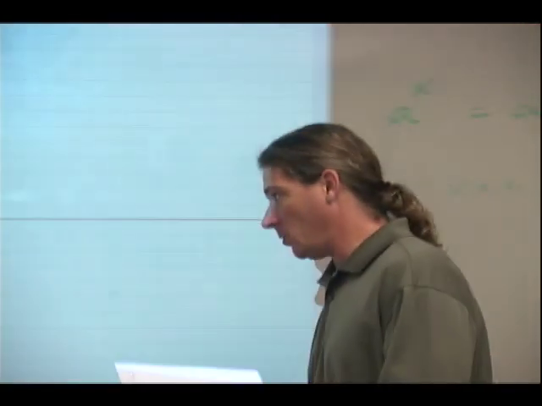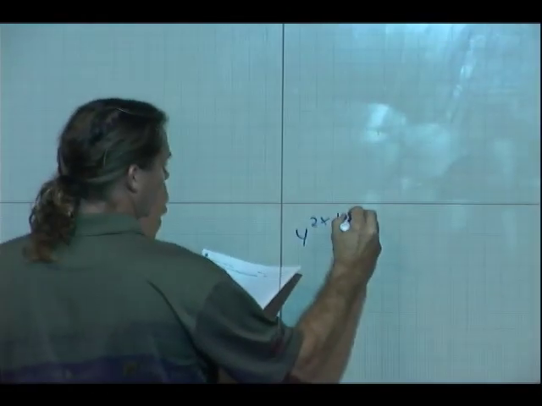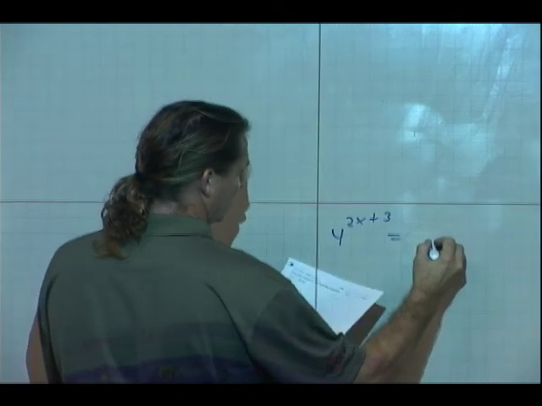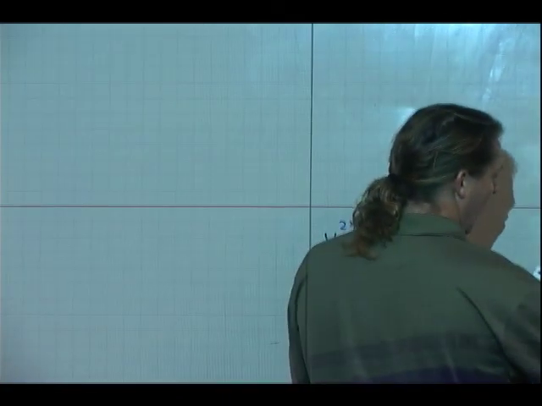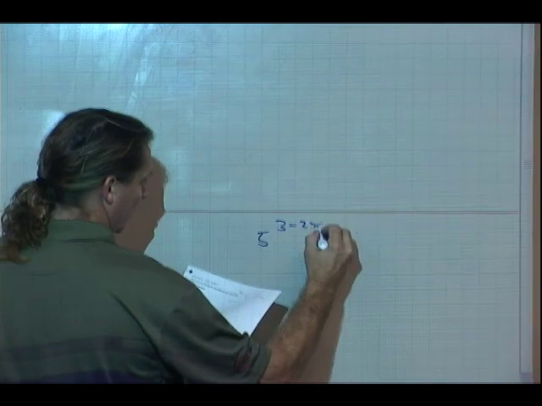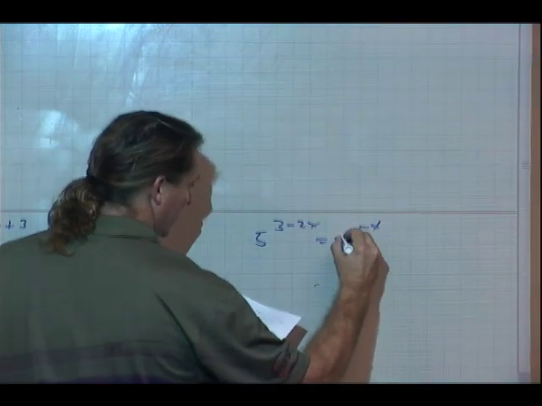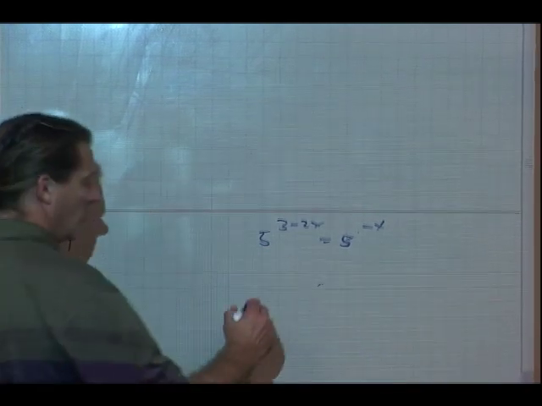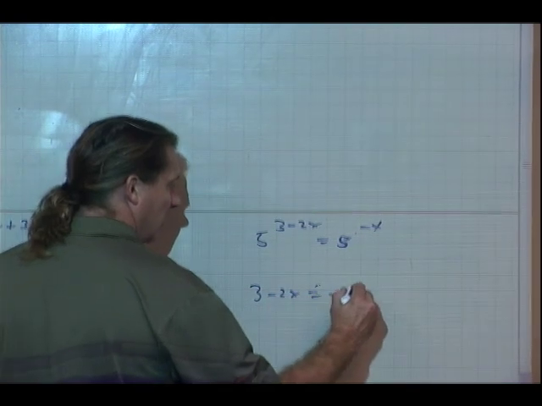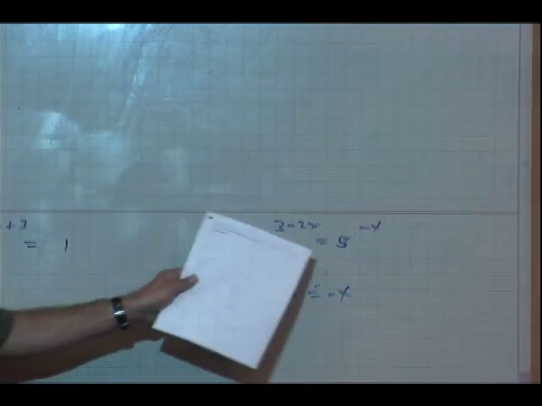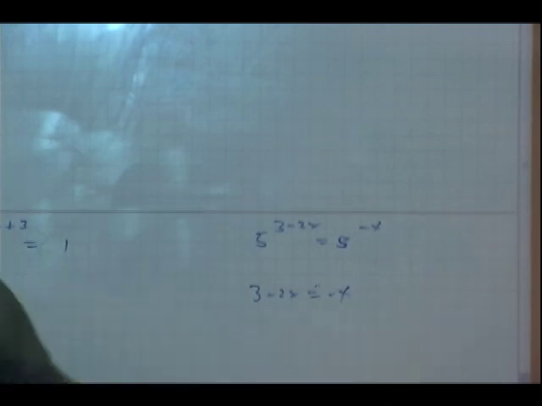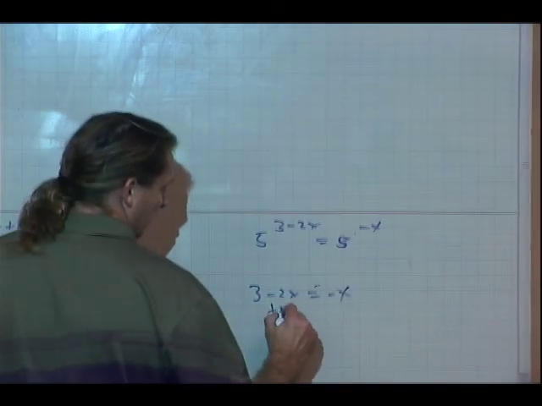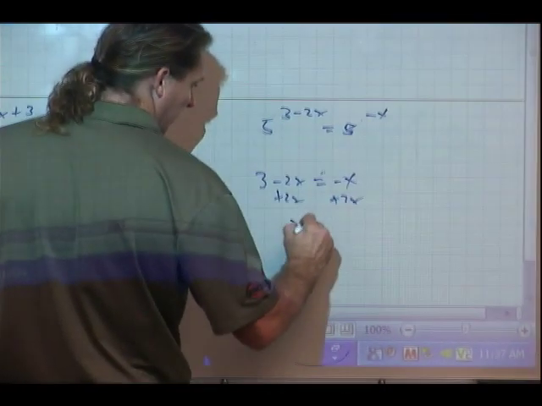So if you take a look at number 1, the motivation behind this, well, let's write number 1 and take a look at number 2. Number 2 says 5 to the 3 minus 2x is equal to 5 to the minus x. So from that equation right there, what's the second equation you can come up with? Well, this means 3 minus 2x is equal to minus x, right? Since the bases are the same, you can equate the exponents and solve this by adding 2x to both sides to get 3 is equal to x.